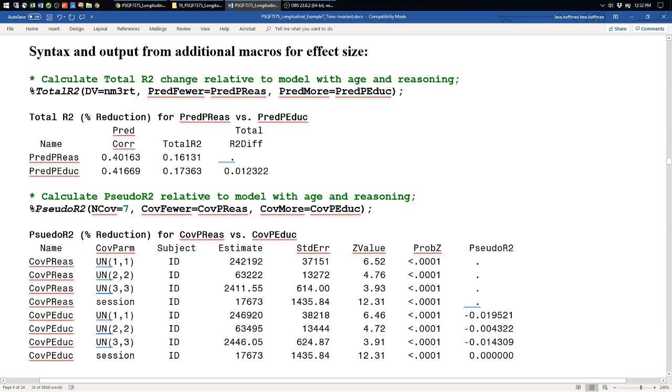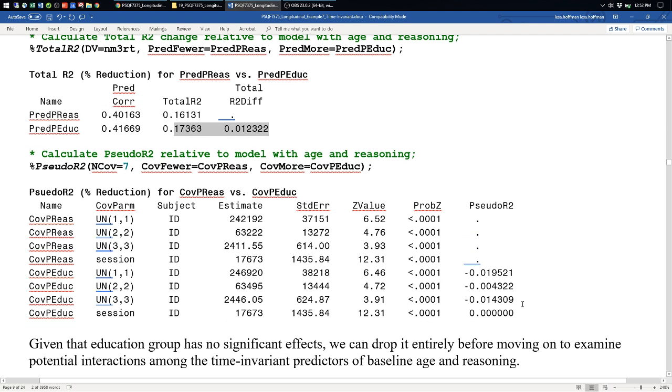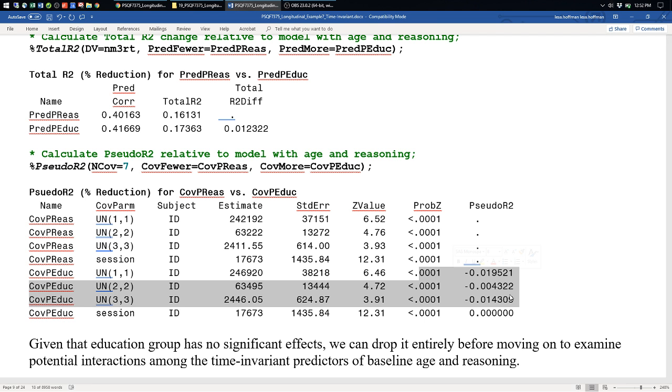Unsurprisingly, our total R-square increased by 1%, and all of our random effect variances actually went up a little bit. That will happen when you have something that's really non-significant. And this is why this term is called pseudo R-square, not R-square. It's like R-square-ish.